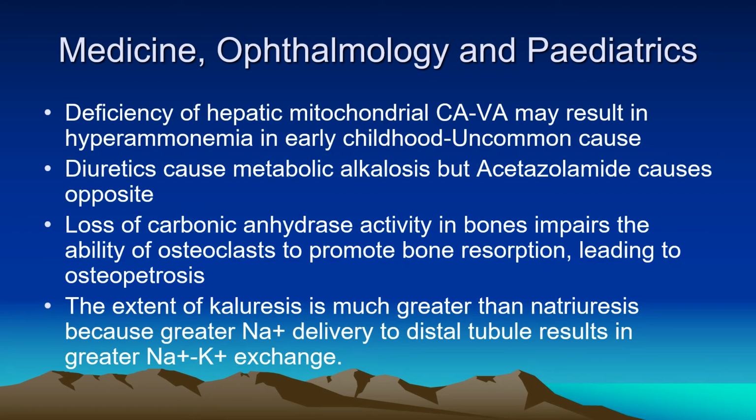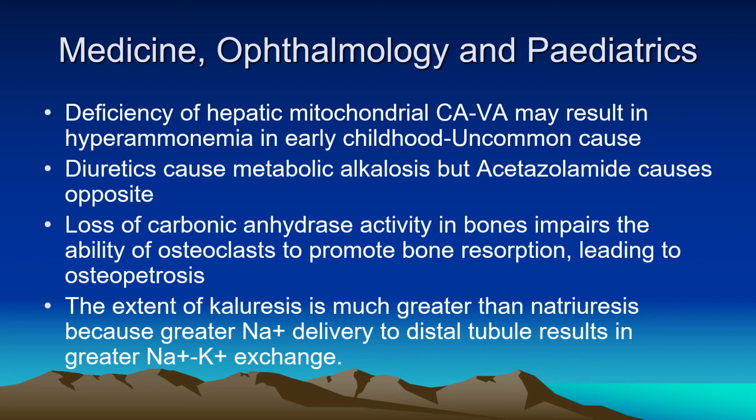Now, some applied aspects of carbonic anhydrase enzyme in medicine, ophthalmology, and pediatrics. Deficiency of hepatic mitochondrial carbonic anhydrase subtype 5A may result in hyperammonemia in early childhood. This can be an uncommon cause of hyperammonemia in children. Second, diuretics cause metabolic alkalosis in general. However, the mild diuretic acetazolamide causes the opposite, that is metabolic acidosis.